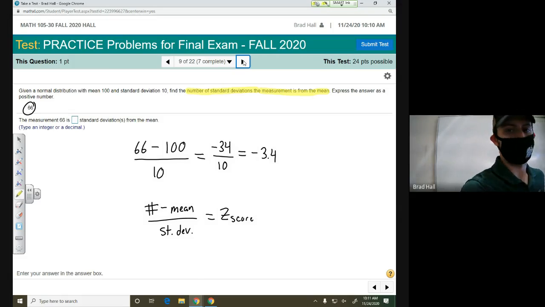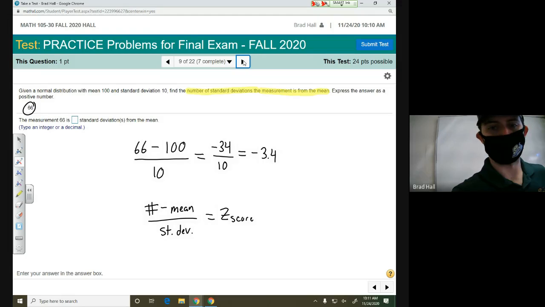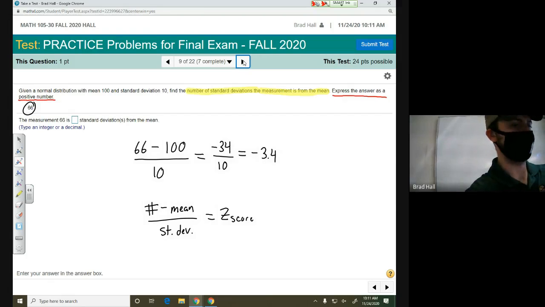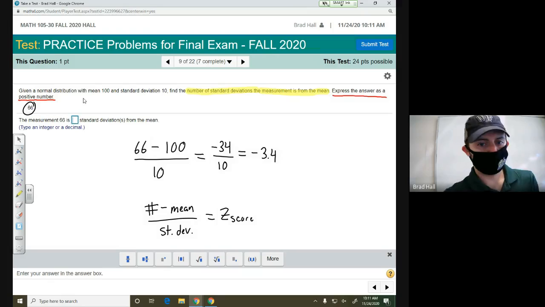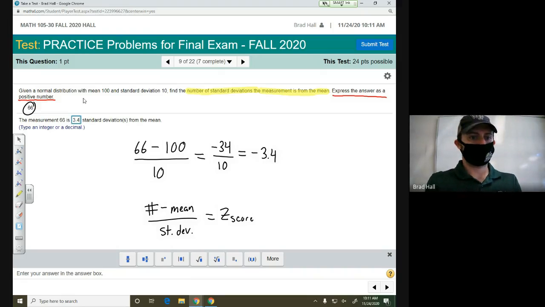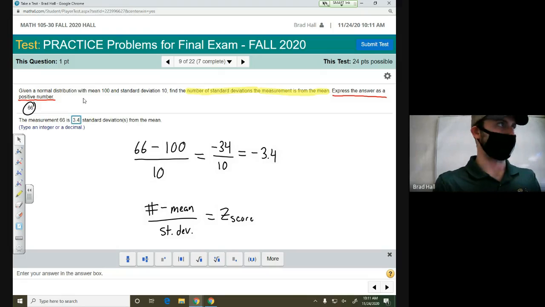But they also say, and I think I missed this at one point when I did a practice test weeks ago, express the answer as a positive number. So they kind of throw in that detail at the end. Now, if you put in the negative number, I go back in and I give you most of your points back, and I take off maybe 1 point. It's not a big deal. So we got negative 3.4, I put in positive 3.4. We just want the positive. They want the magnitude, in other words. So that's my modification.